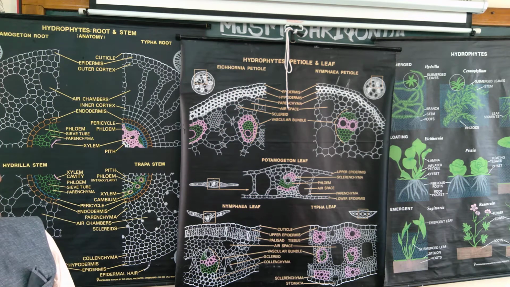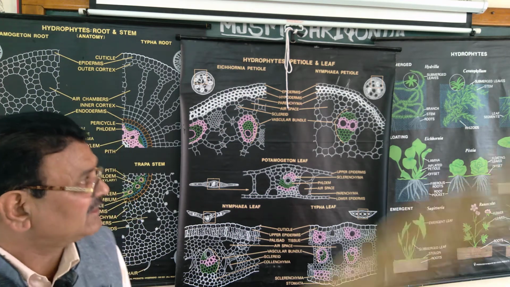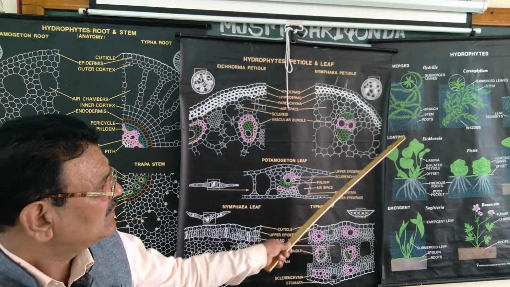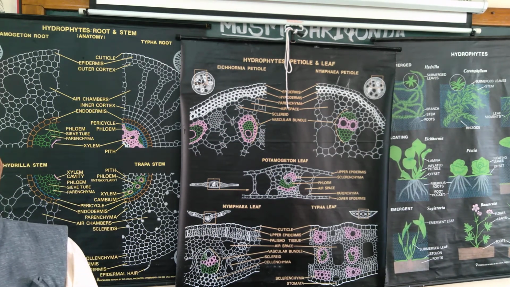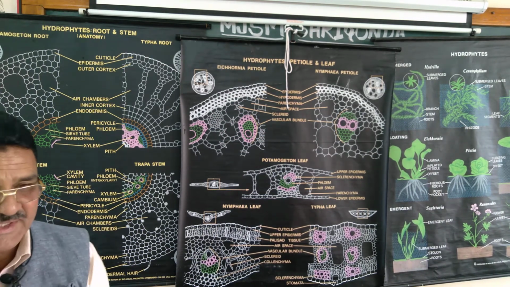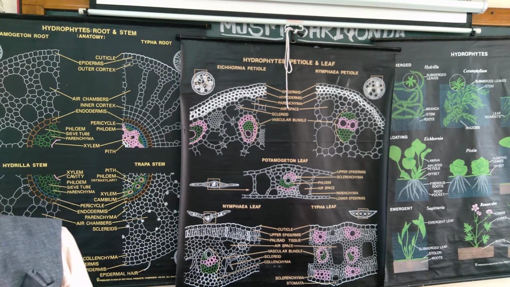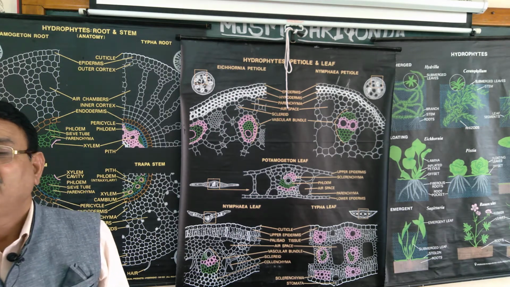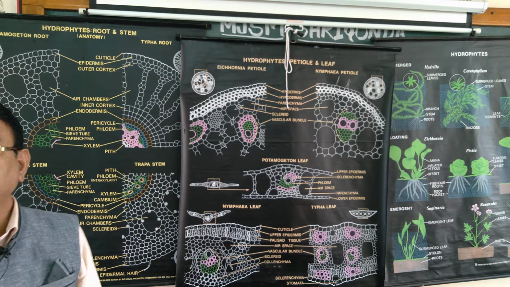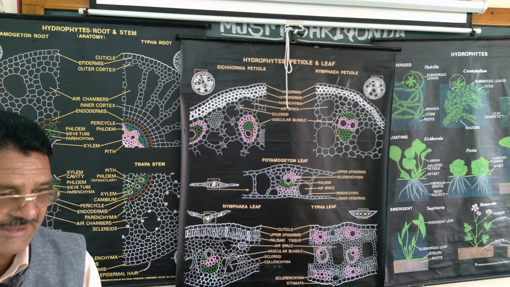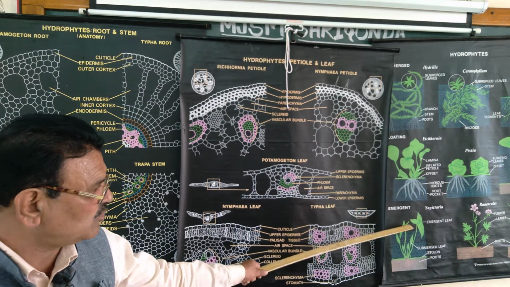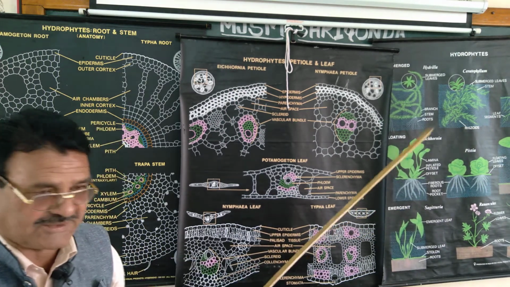Root system is poorly developed. You see in the chart, here is a root. Root system is poorly developed. Then root hairs are absent in the root system. Then root caps are absent. Sometimes root pockets are present. In Eichhornia, here are the root pockets.